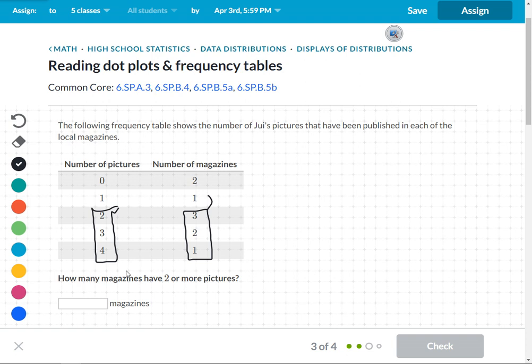So how many magazines have 2 or more pictures? I'm looking at 3 plus 2 plus 1, and altogether 3 plus 2 is 5 plus 1 is 6. So there are 6 magazines that have 2 or more pictures.